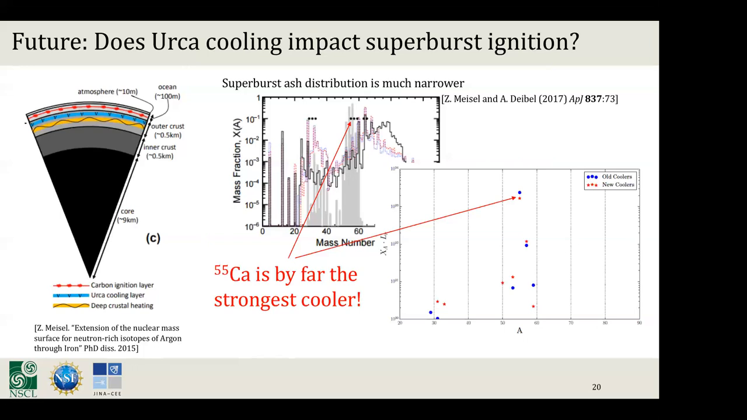And so this places significantly more importance on the strength of the shallow heat source, the currently unknown shallow heat source. Understanding Urca cooling in superbursting systems is extremely important for this reason. This experiment has been approved. It's going to run at NSCL at the end of March, so results are hopefully going to come soon.